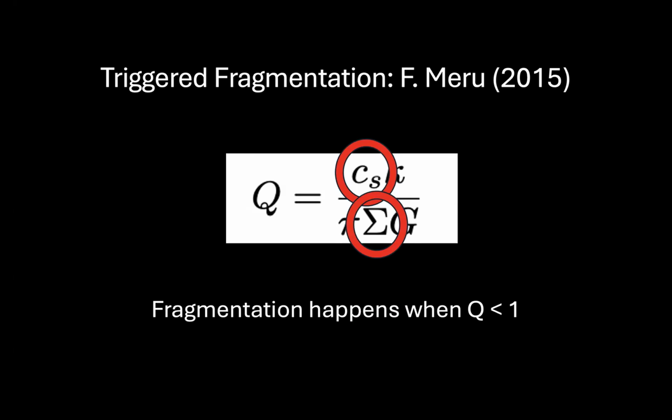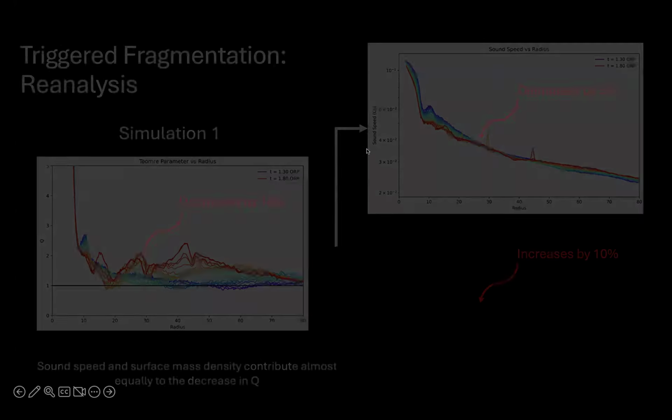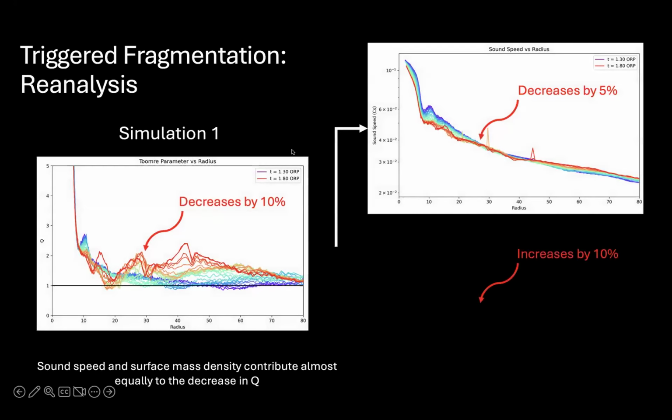My job for the past year has been to reanalyze these results and figure out whether it is just the surface mass density that motivates triggered fragmentation, or is it the sound speed as well? So for that, we do a reanalysis of the simulations that Farzana did, and we plot the two parameters, the sound speed and the surface mass density.